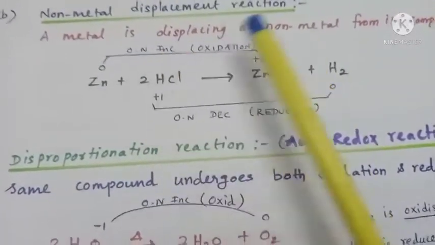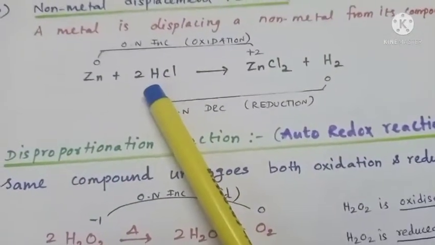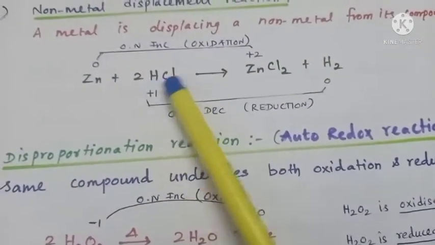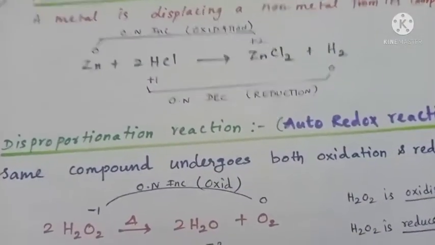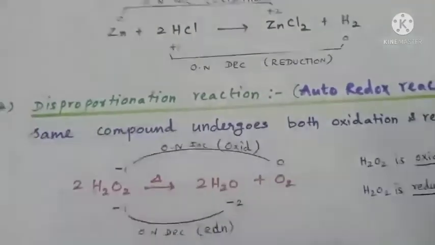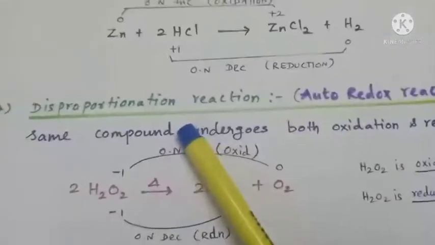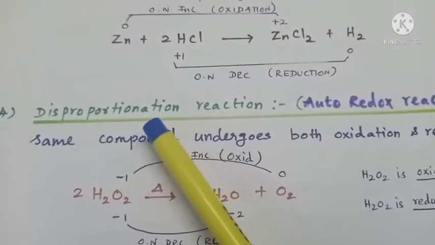Okay. And it is a non-metal displacement because a metal, zinc, displaces a non-metal, hydrogen, from hydrochloric acid, giving zinc chloride with liberation of hydrogen gas. Okay. So these are the two types of displacement reactions. Okay, right. The fourth category is nothing but disproportionation reaction. The fourth type of redox reaction is what?